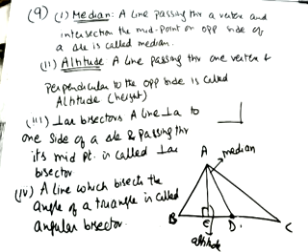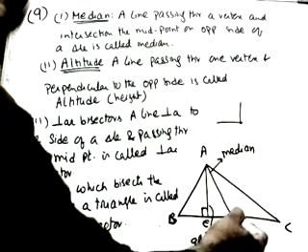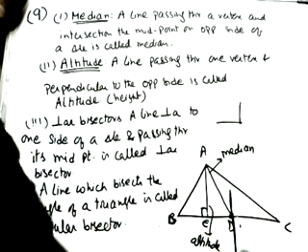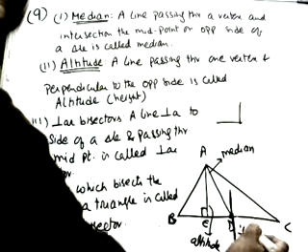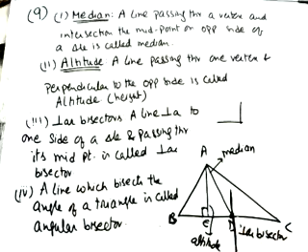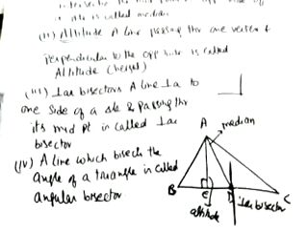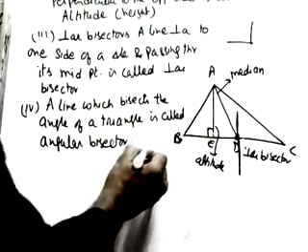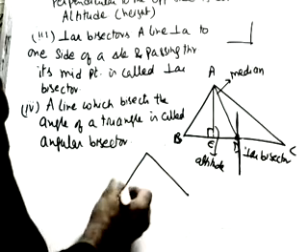Now what is a perpendicular bisector? Perpendicular means 90 degrees angle. Bisect means passing through the midpoint. Suppose you draw a perpendicular from the midpoint, then it is called a perpendicular bisector.